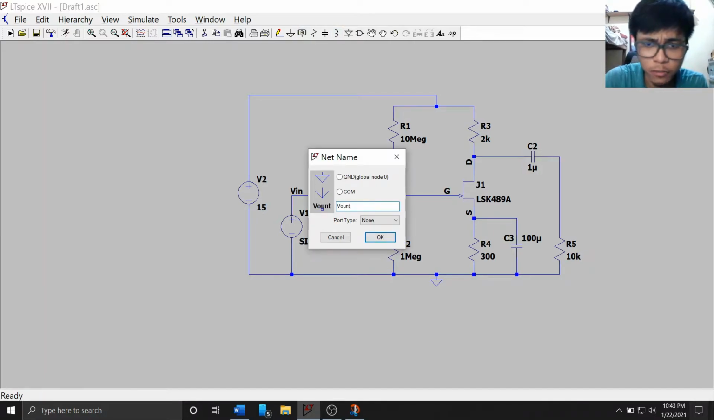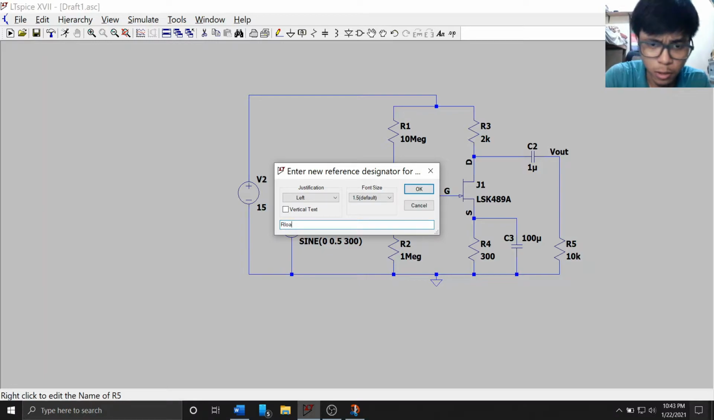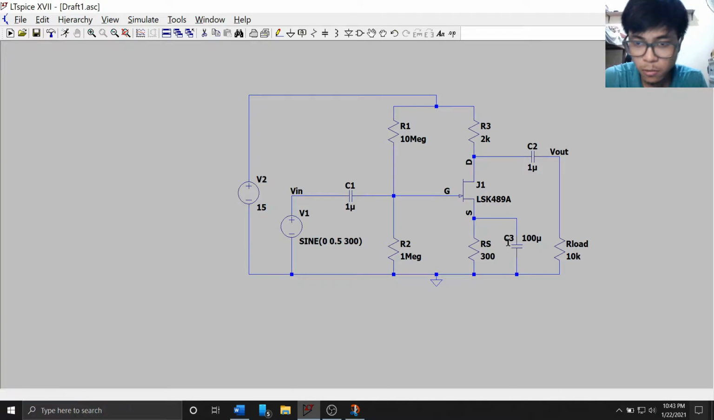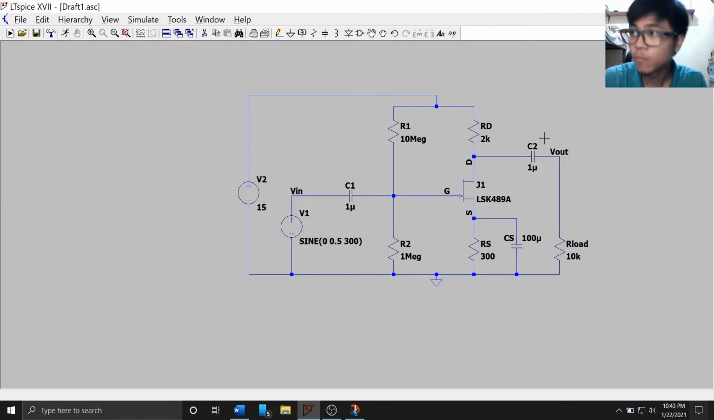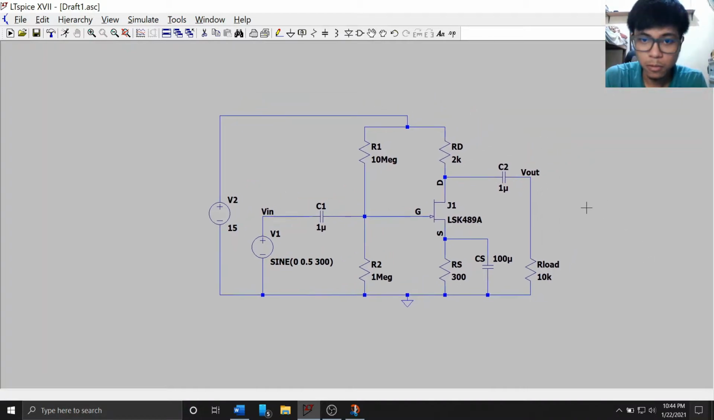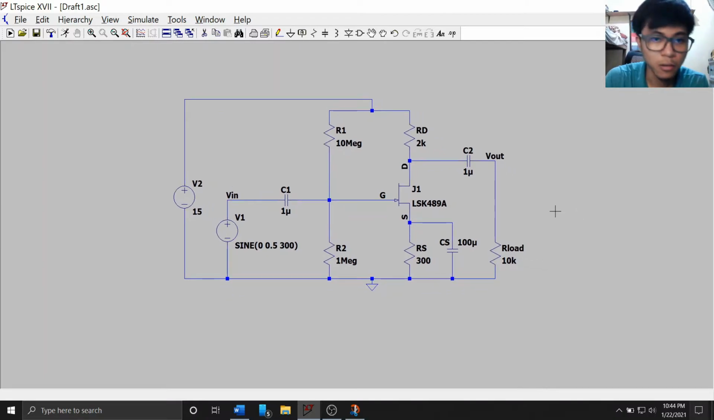Another one for Vout. Let's just rename this as RO. And CS should be RD. So our circuit is now done.